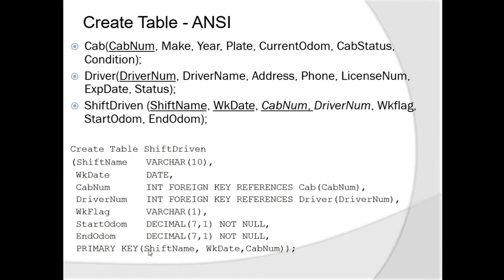The syntax of these constraints allows you to assign names to the constraints. I did not do that here, so we'll have some in future examples. Also notice that with the decimal ANSI standard, you're going to indicate how many total digits there are in the decimal, and the second one is how many will be to the right of the decimal place.